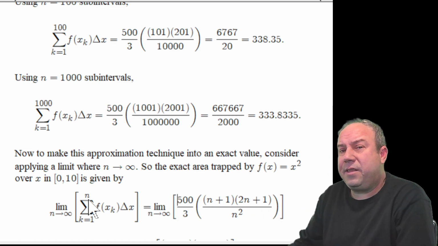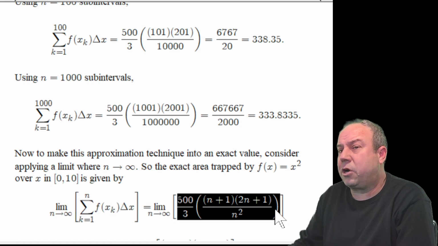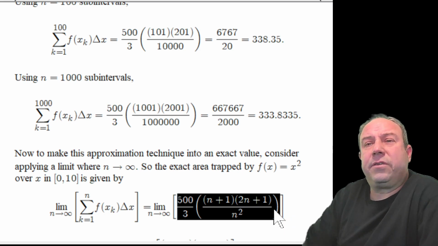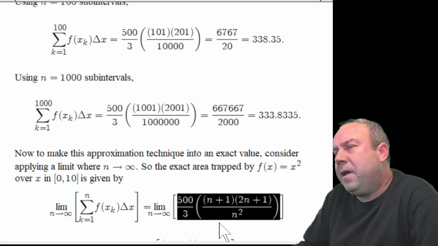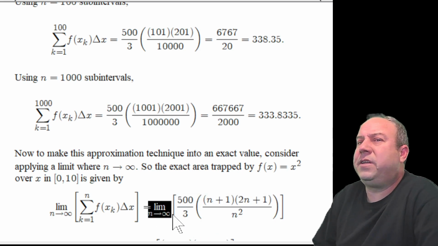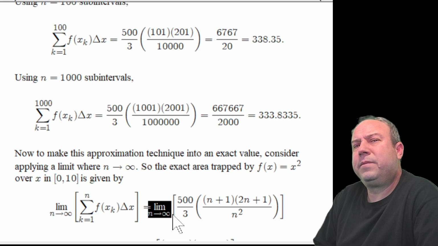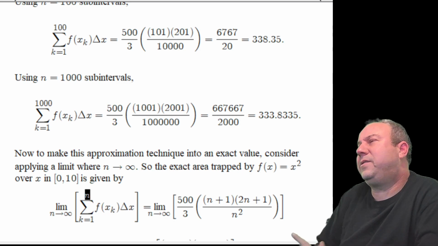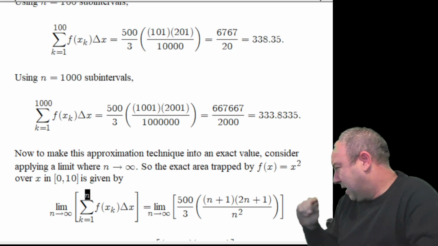We can go back to this Riemann summation value that I have, given in general terms of n, by this value I'm highlighting here, that 500 thirds times n plus 1 times 2n plus 1 all divided by n squared. And I could ask myself, how does that quantity behave as n heads to infinity? I could push this value of n, seen in the summation, towards the value infinity by applying a limit to that argument.